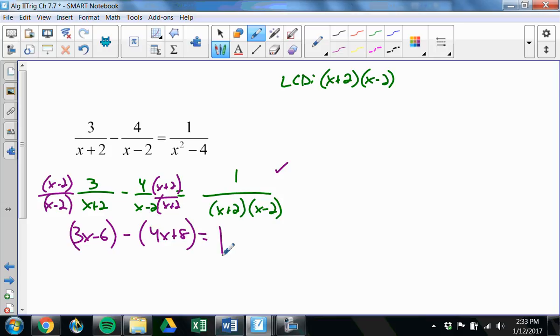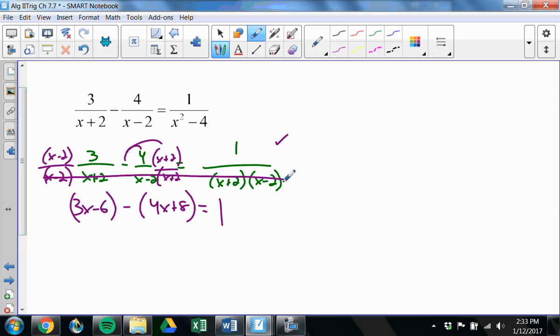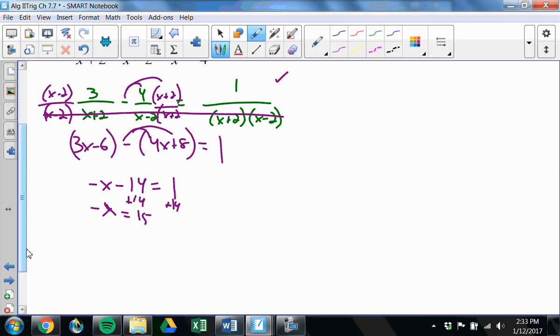I did those in parentheses because I want to be very, very careful to distribute this negative to everything. So I put it in parentheses to make sure I distribute it. And then I just drop the denominators because they're all the same now. 3x minus 4x is negative x. Negative 6 minus 8 is negative 14, so negative x minus 14 equals 1. This means that negative x equals 15. Sorry, I'm writing quite poorly. So x equals negative 15.